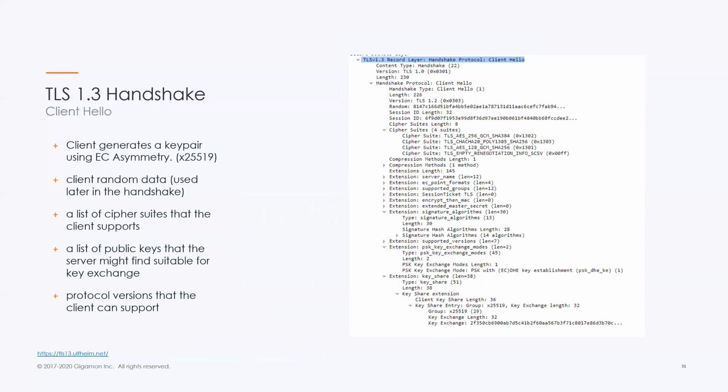So going into that in detail, you can see that the client hello in TLS 1.3 is much bigger than the client hello in TLS 1.2. So the client generates a key pair using elliptic curve asymmetry. The client random data is used later in the handshake. There's a list of cipher suites that the client supports that's included in the hello, a list of public keys that the server might find suitable, and protocol versions that the client can support. That's the client hello.